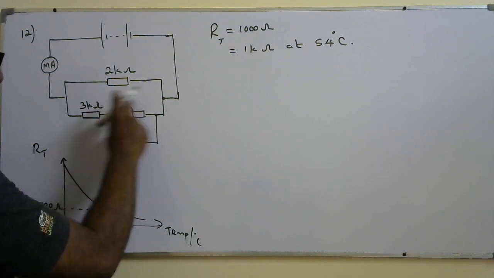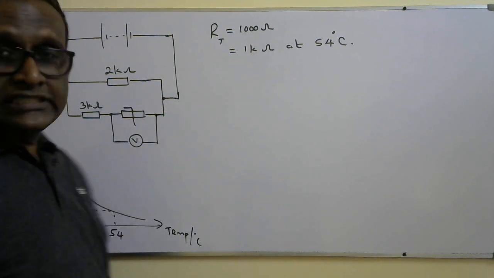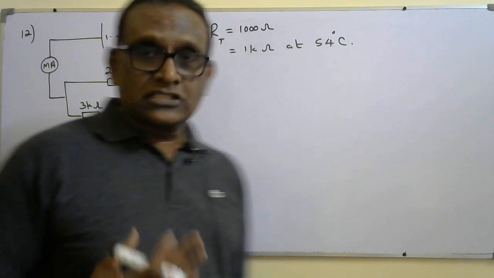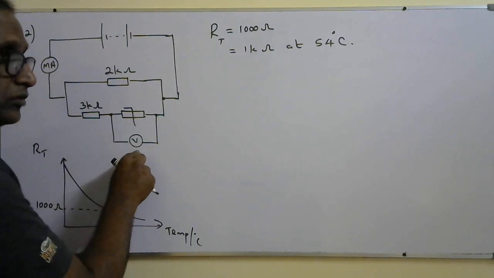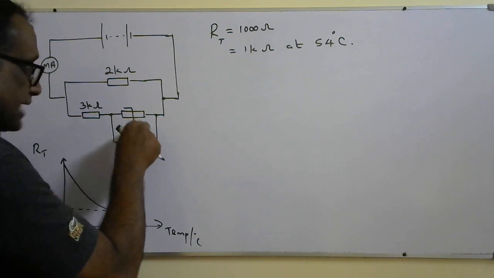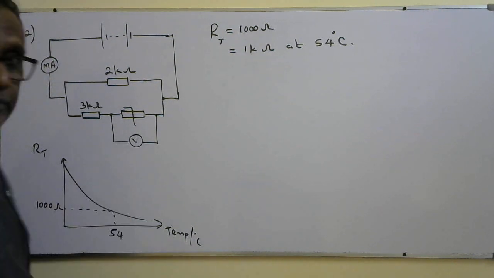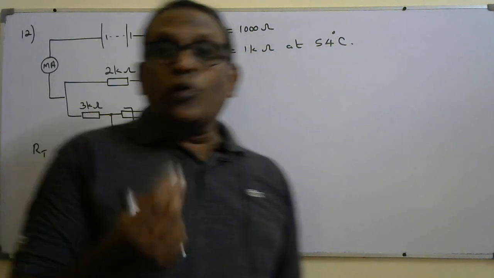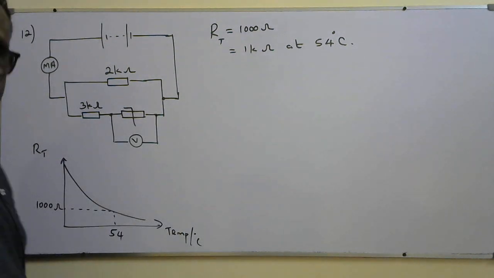So the equivalent resistance of the thermistor and the voltmeter has no change, because the internal resistance of the voltmeter is very large. Because of that, the equivalent resistance will remain the same as the resistance of the thermistor. Otherwise, if the voltmeter had a lower resistance, we would need to find the equivalent resistance of these two. Here we don't have that problem.